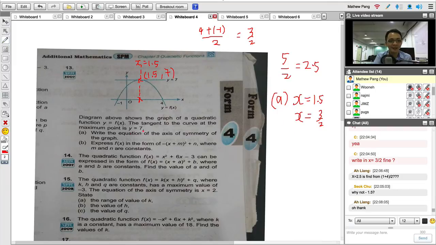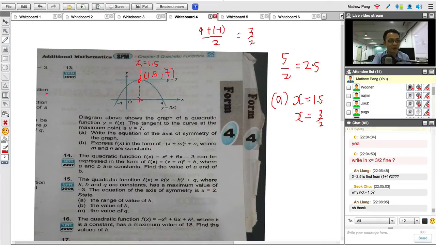Okay, good. Then write the equation of the axis of symmetry. The equation of the axis of symmetry is just x equals something. If you can find your x value, you just copy your x value, go down. Right? Then B, express f(x) in this pattern.